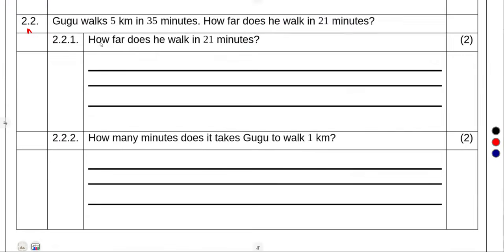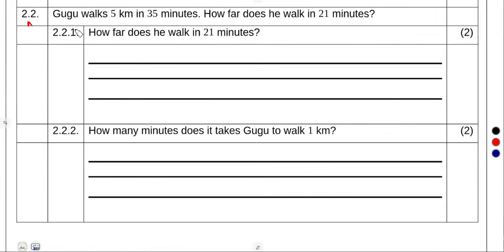Then on 2.2, we are given that Gugu walks 5 kilometers. All right, you see this thing of trying to pronounce this. Maybe this one is Gugulethu or something, but we are given: Gugu walks 5 kilometers in 35 minutes. How far does he walk in 21 minutes? Is this for a he or for a she? But anyways, this is what we're given. It's a he. So we are given the distance, 5 kilometers. How far does he walk in 21 minutes?